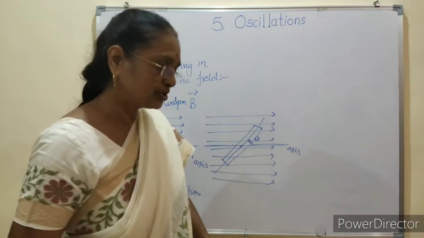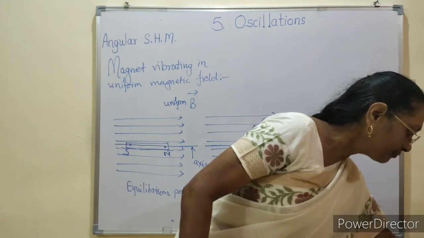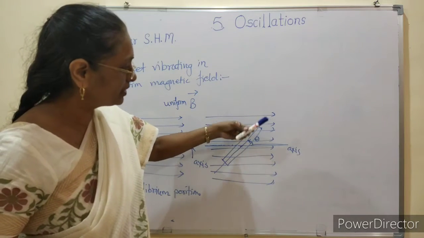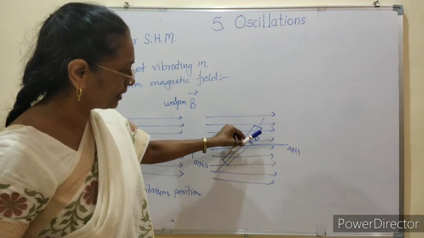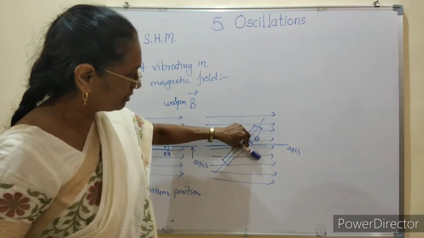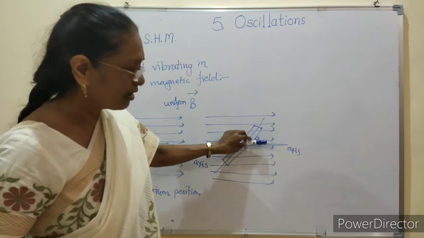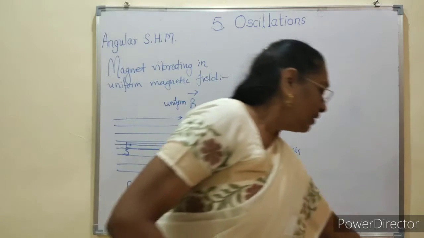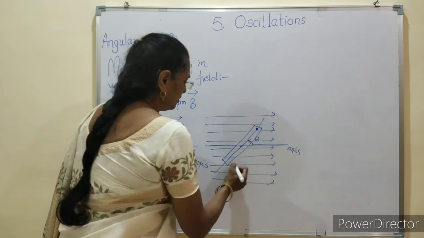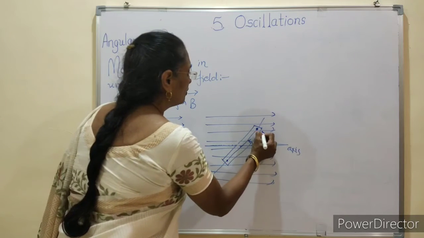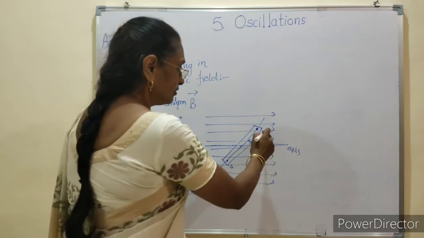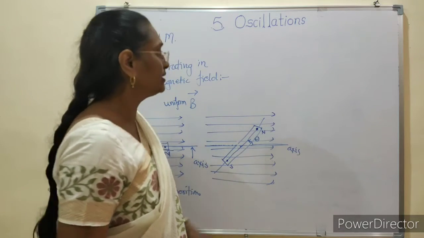Then it performs angular oscillations. In this way, I can show with a pen like this: original position, new position, and then it performs the angular oscillations. Here the north pole and south pole can be shown. Torque acts on the magnet.